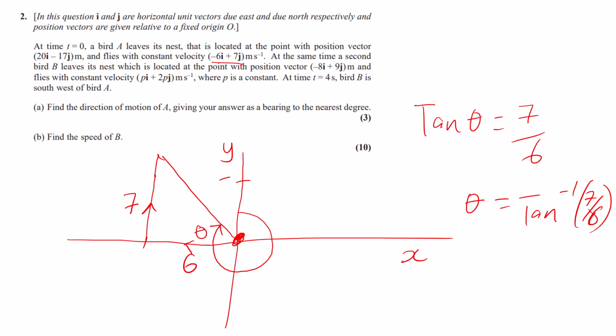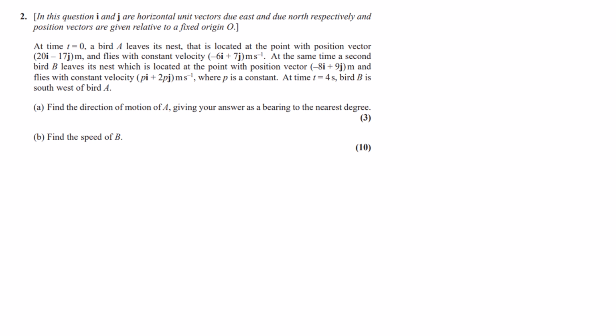Now, for part B, it says find the speed of P. You know P is traveling at a constant speed, but we don't know what P is. We need to find who P is first. But there's something they've said. They said that when time is 4 seconds, B is southwest of A. So what I want to do now is find where A is after 4 seconds.